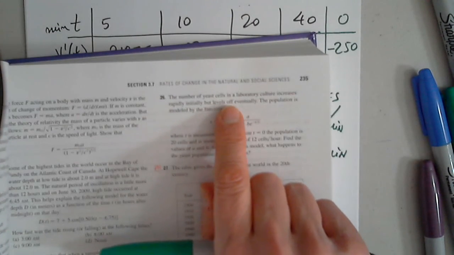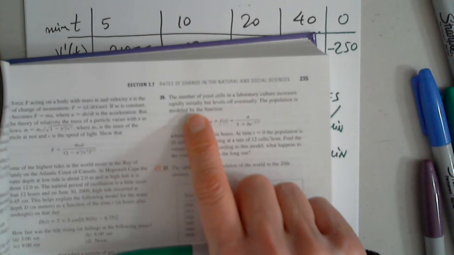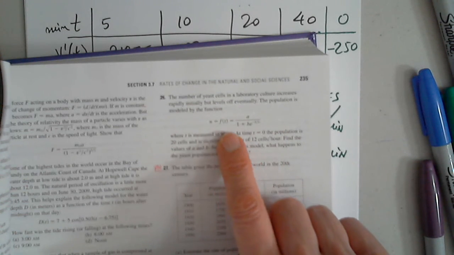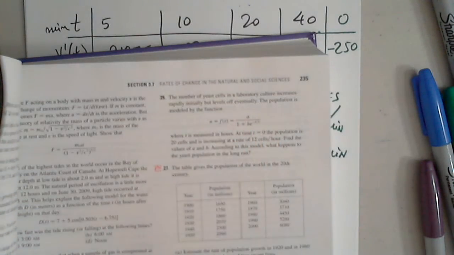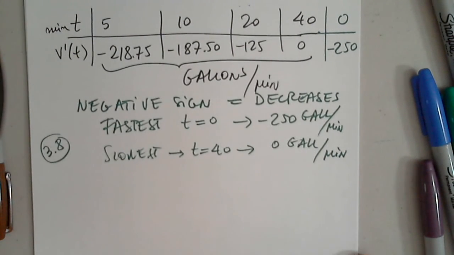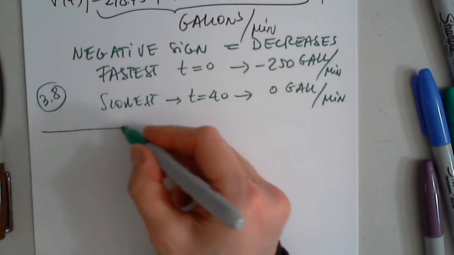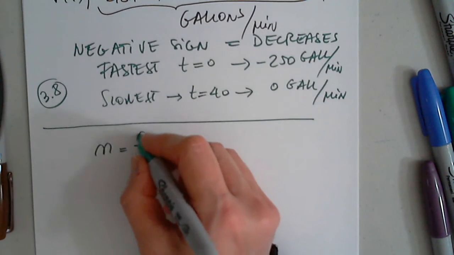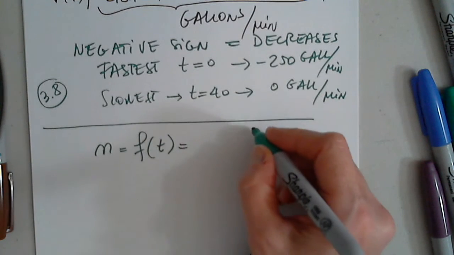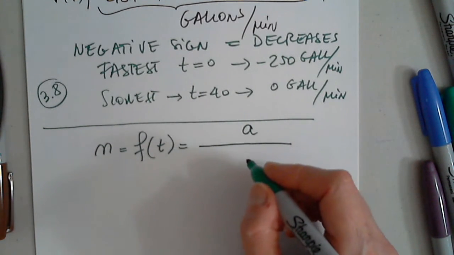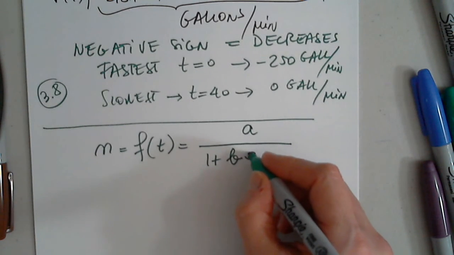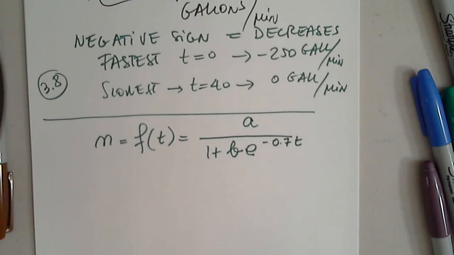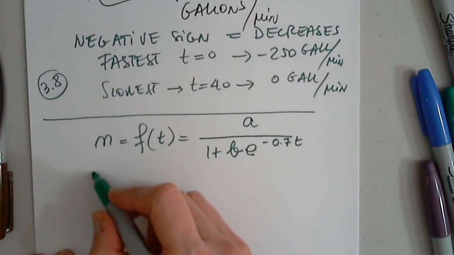The number of yeast cells in a lab culture increases rapidly initially but levels off eventually. The population is modeled by, this is a logistic growth model. Okay? So here is another problem. We are given F, number of yeast cells. It's F of t, and it's lowercase a divided by 1 plus lowercase b e raised to negative 0.7 t. They're not telling us, but this is the logistic growth model.